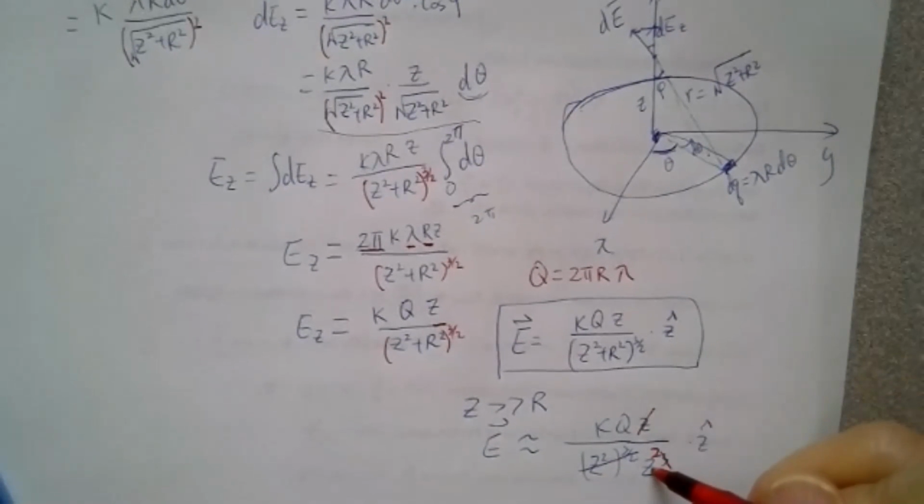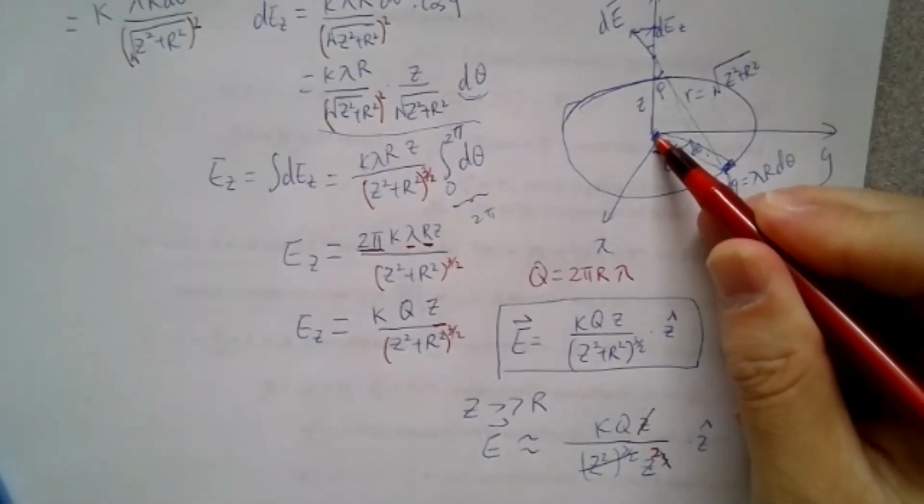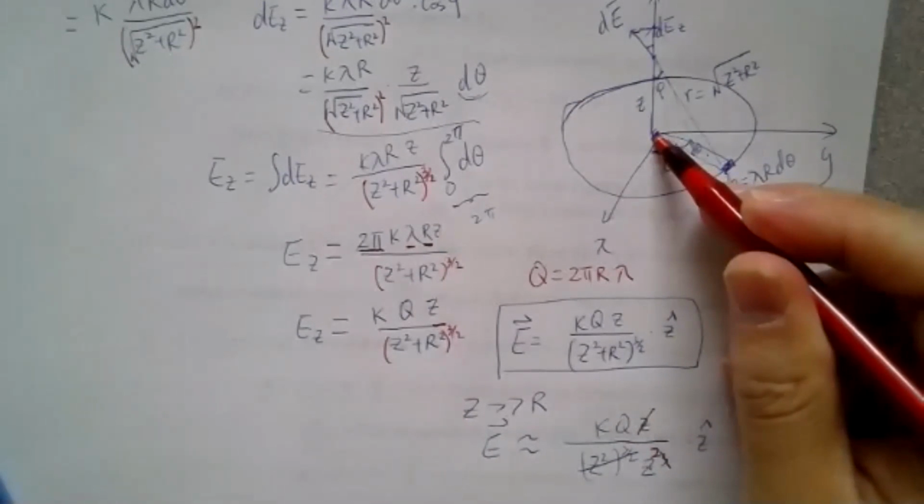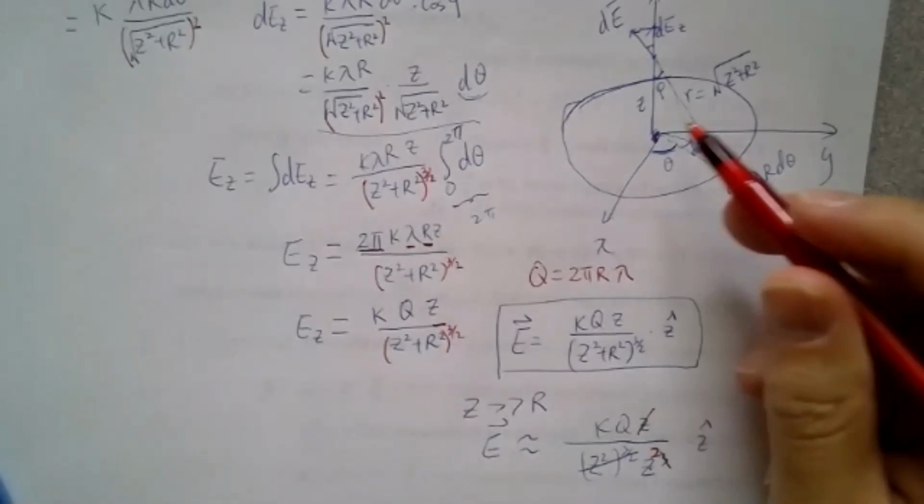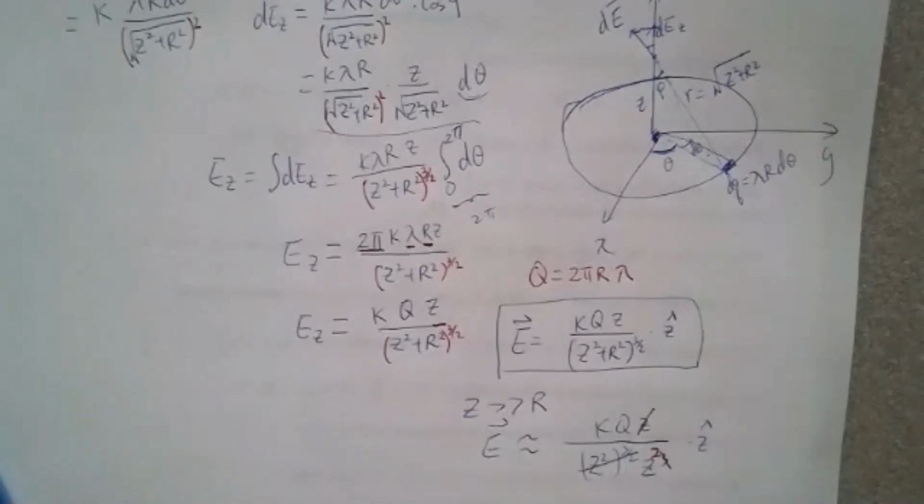Z will be from the point of interest to the center of this circle. If Z is really large, then it looks like KQ over R squared. So that's the approximation you can take. If Z is very large, you can assume that all the charges at the center act like a point charge. That's basically what the note at the bottom of the slide says.